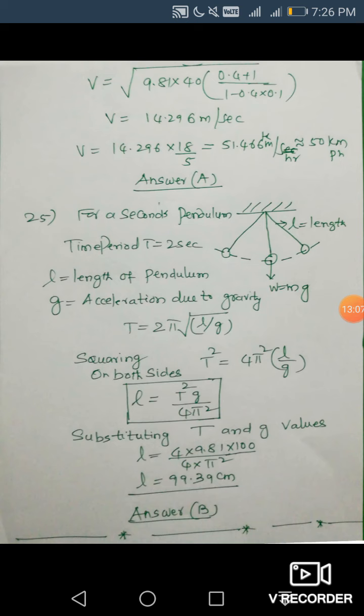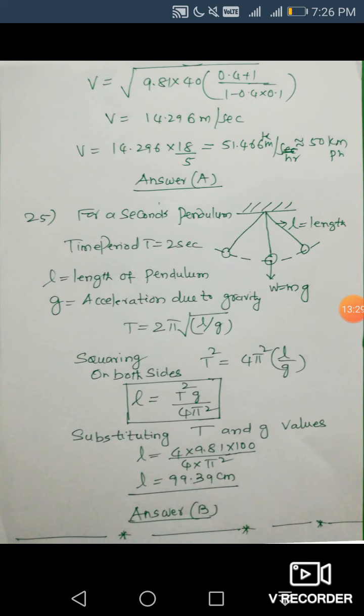That means it is starting from the rightmost position, coming to the neutral position, that means the lowest position, then the left position, again coming down, reaching the neutral position, again going to its earlier position. So this is called the time period, that is the time taken for completing one revolution. So here it is the time period for the simple pendulum. Okay, seconds pendulum, it is not second.